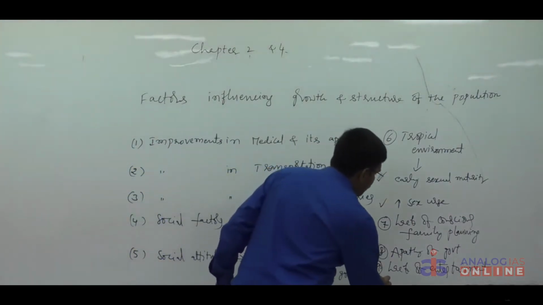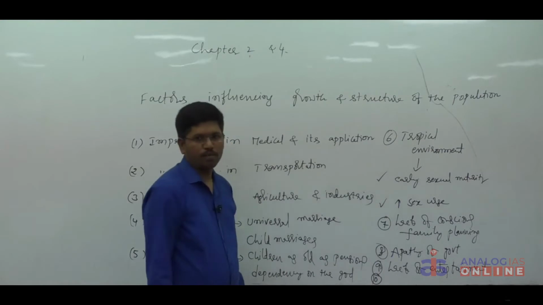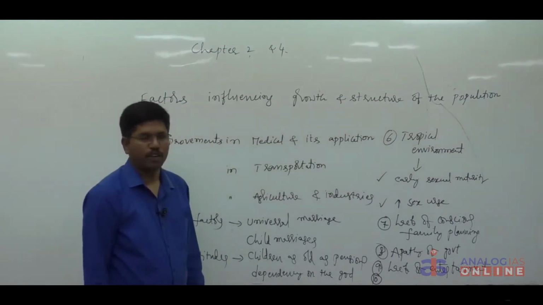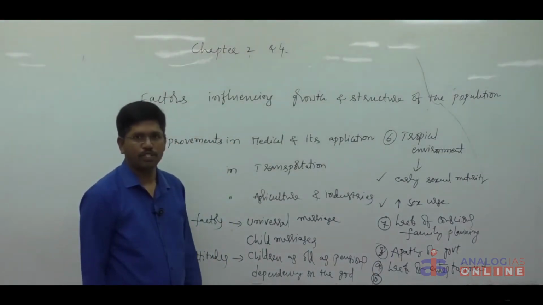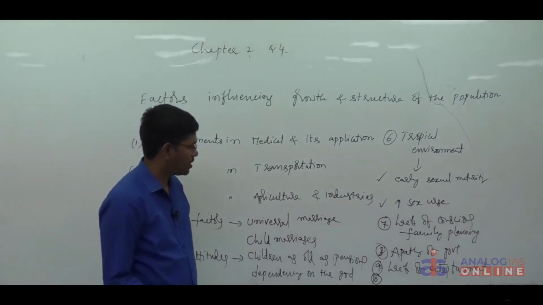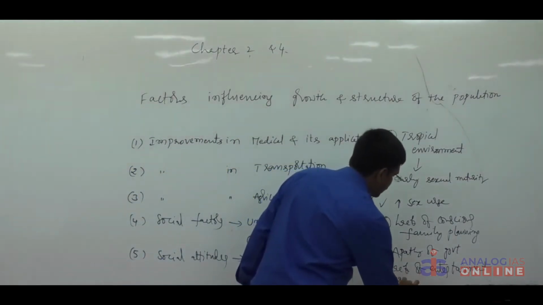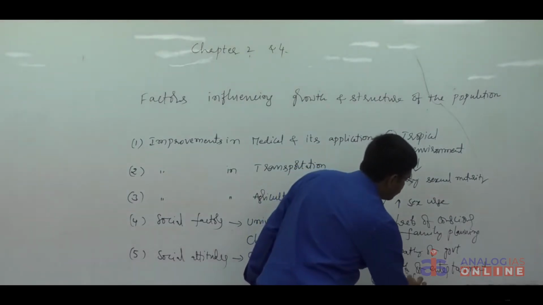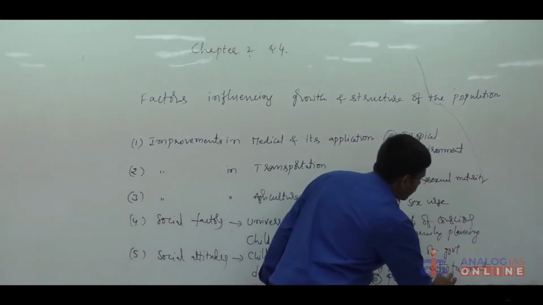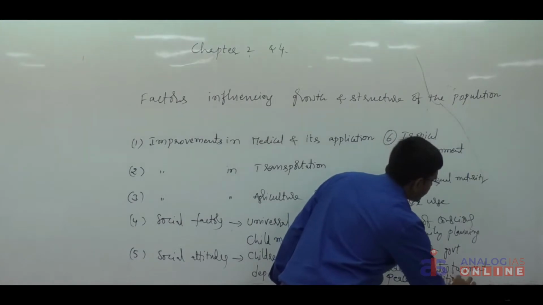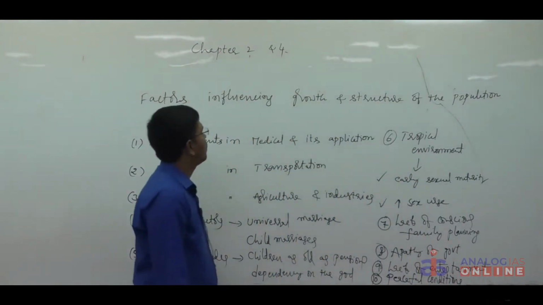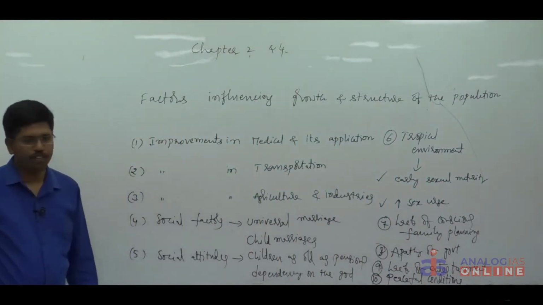Relatively, after the establishment of British rule in India, we enjoyed relatively peaceful conditions. Because of peaceful conditions, the death toll because of the number of wars was decreased. That's why relatively peaceful conditions. All these are the factors that are responsible for influencing the growth and structure of the population.